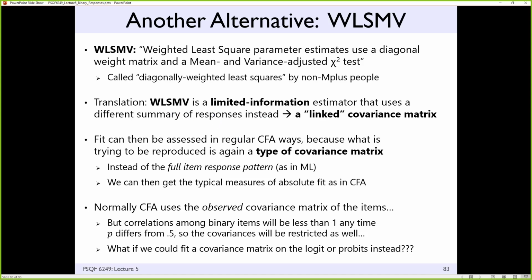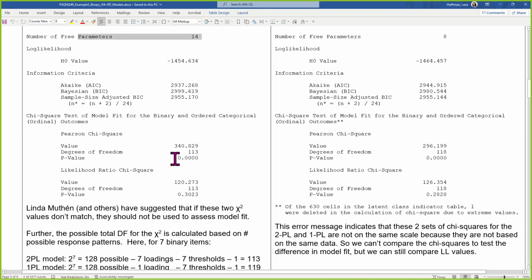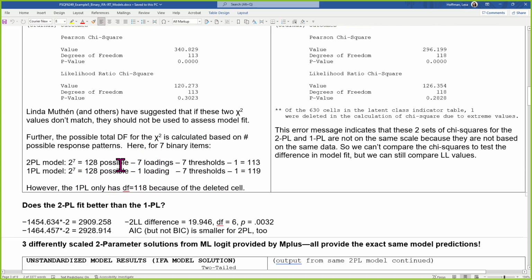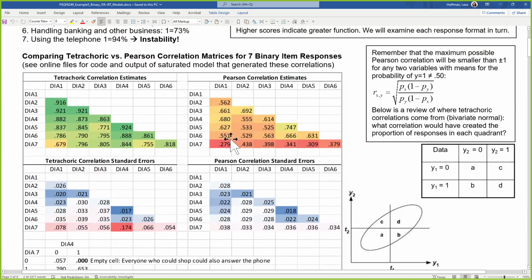The key idea is that, well, if we can't summarize 630 cells in the latent class table, why don't we just start with my tetrachoric matrix and work on that? That's the idea. So rather than try to recreate all possible response patterns, the estimator is trying to recreate this tetrachoric correlation matrix. That's my H1 model. That's my saturated model. Now I'm back in business with respect to everything that we did for fit and CFA. So this becomes the answer key.